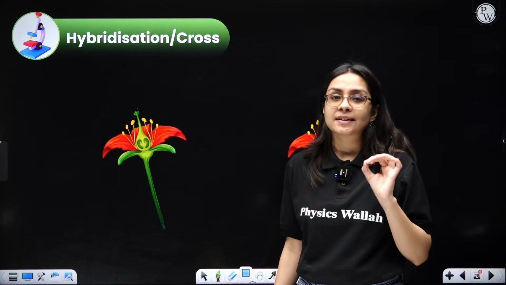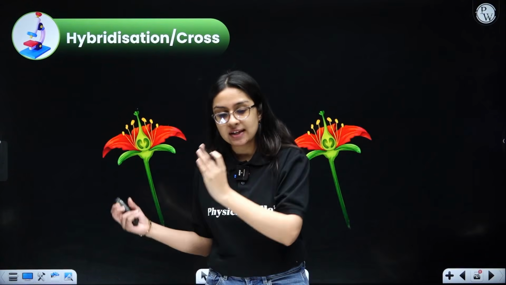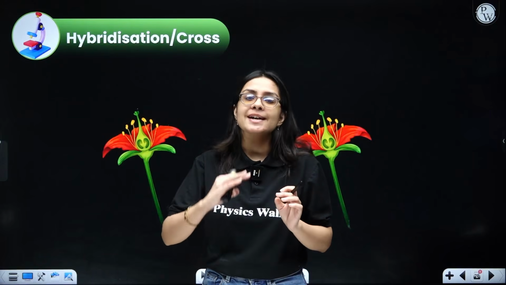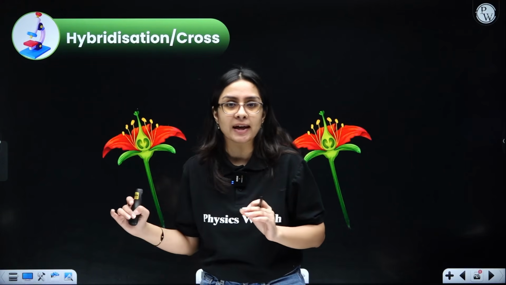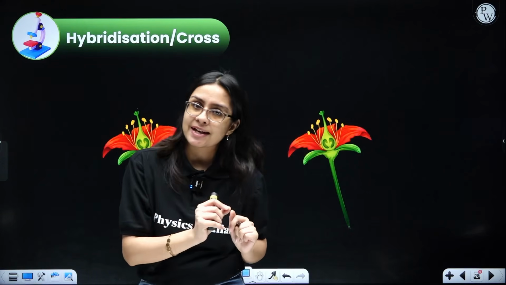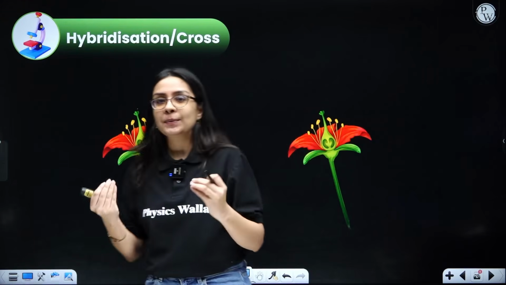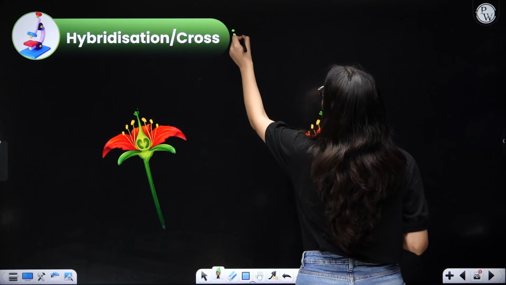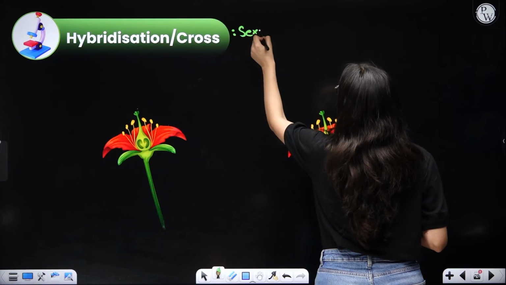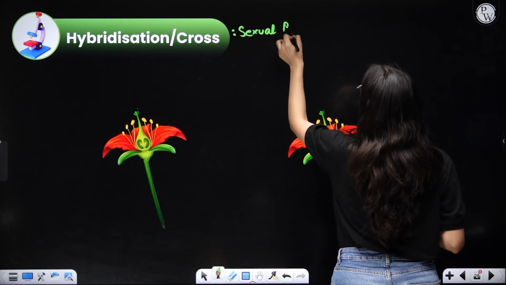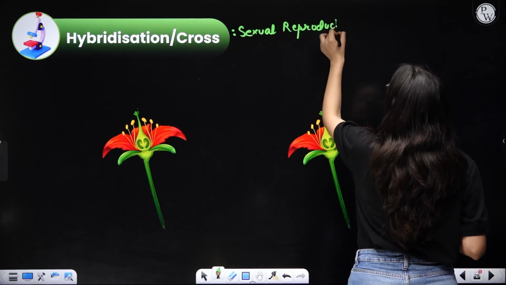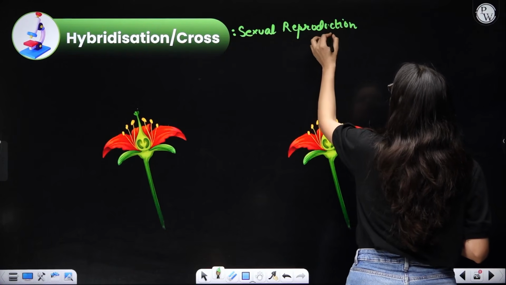Firstly, let us understand the term hybridization, because in the coming slides, even when you read your books, you will find the term hybridization or cross being repeated multiple times. But when we say hybridization or cross, it simply means sexual reproduction. That is, in layman's terms, you can remember that sexual reproduction, when we study Mendelian genetics, is also termed as hybridization or cross.